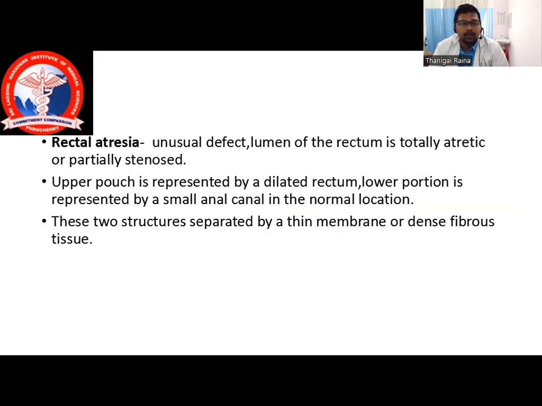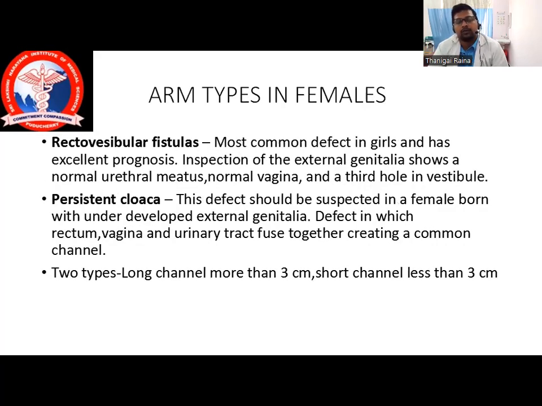Coming to rectal atresia, it is an unusual defect. The lumen of the rectum is totally atretic or partially stenosed. The upper pouch is represented by a dilated rectum and the lower portion is represented by a small anal canal in the normal location. These two structures are separated by a thin membrane or dense fibrous tissue. So we have finished the types of ARMs in males.